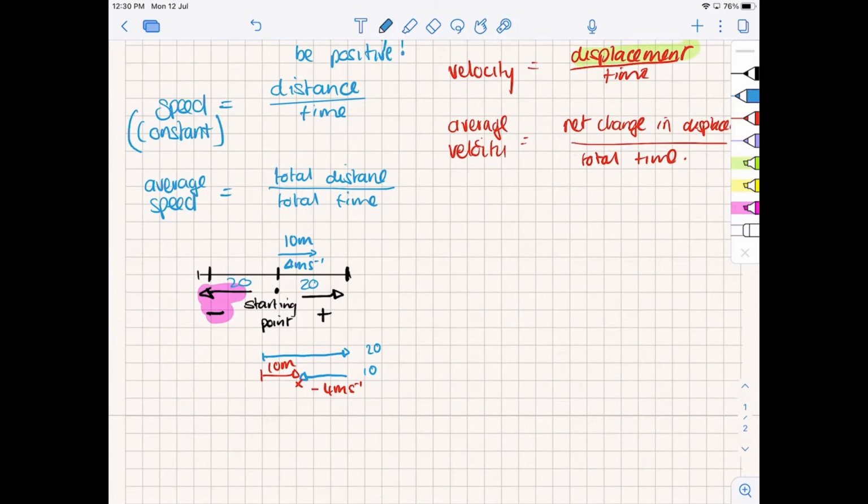Okay, one final one. Let's say he runs all the way from the starting position. He runs his 20 meters in that direction, and he runs 30 meters in the opposite direction, right? This being the starting point here. Right, Dominic, what would his total displacement be?